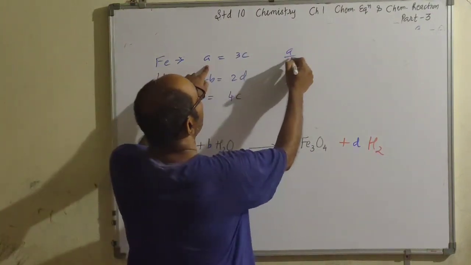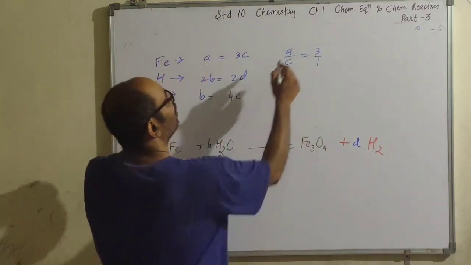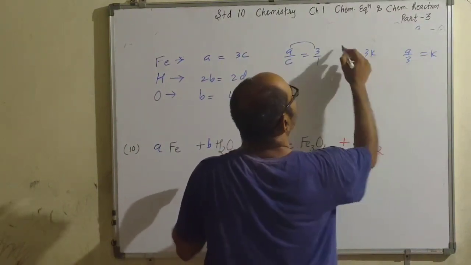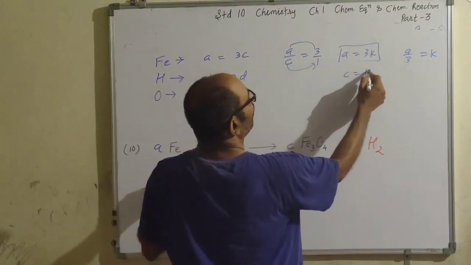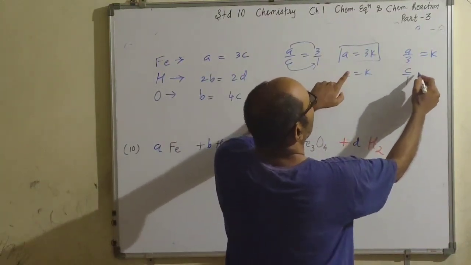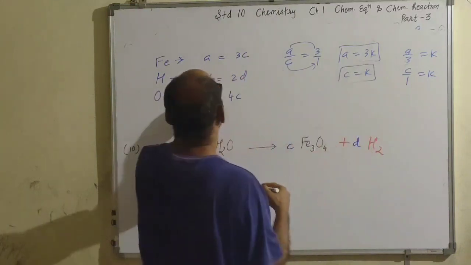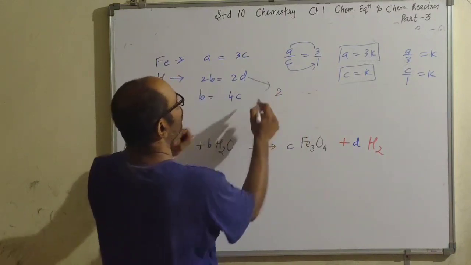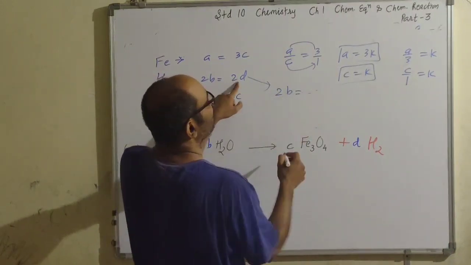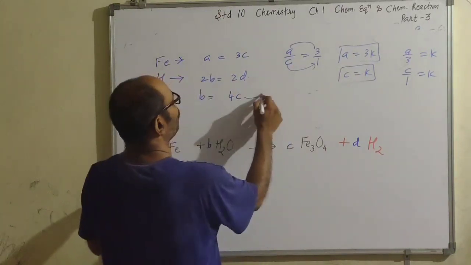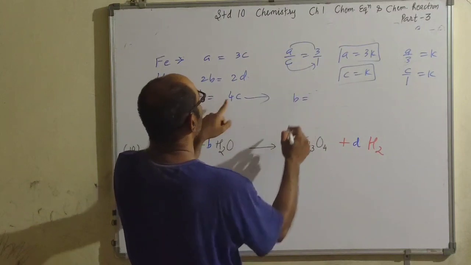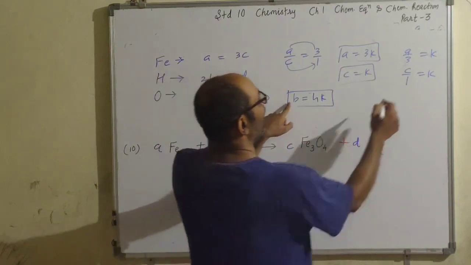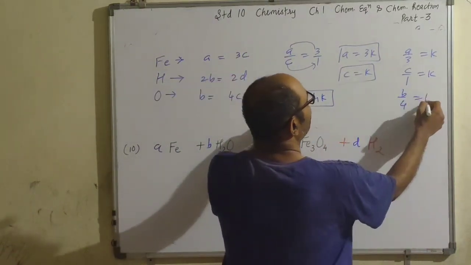Well, A upon C is equal to 3 upon 1. So let A is equal to 3K. So A upon 3 is equal to K. Thus C is equal to K. So you can say C upon 1 is equal to K. 2B is equal to, okay, this equation, 2B, B is unknown, is equal to 2D. A and D both are unknown, so I'll have to use this. B, we do not know. 4 into C, C is K, so you got B equal to 4K, and if you take B upon 4, that is equal to K.